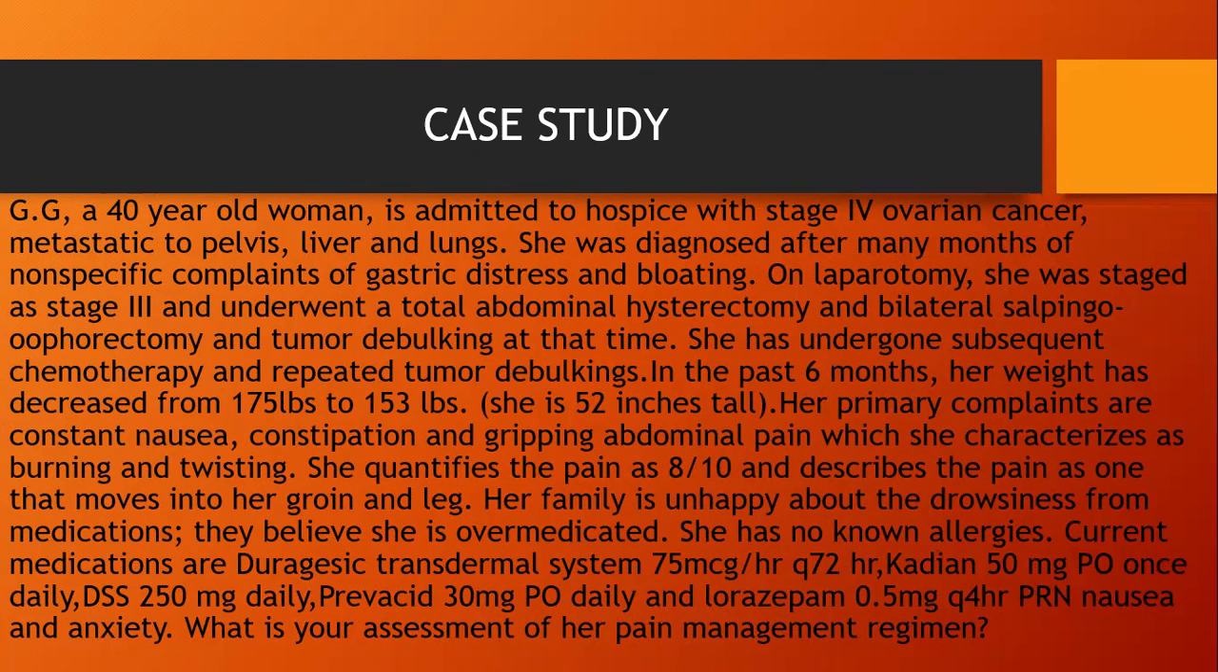She has no known allergies. Current medications are fentanyl transdermal system 75 mcg per hour every 72 hours, Kadian 50 mg orally once daily, DSS 250 mg daily, Prevacid 30 mg orally daily, and lorazepam 0.5 mg every 4 hours PRN for nausea and vomiting. What is your assessment of her pain management regimen?